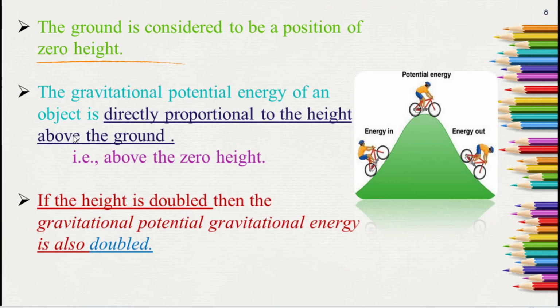Students, the gravitational potential energy of an object is directly proportional to its height above the ground. Already we know that if the height is higher, the potential energy is also higher. When the mass of the object is higher, the potential energy is also higher. Students, if the height is doubled, then the gravitational potential energy is also doubled. From this example, we can easily understand.